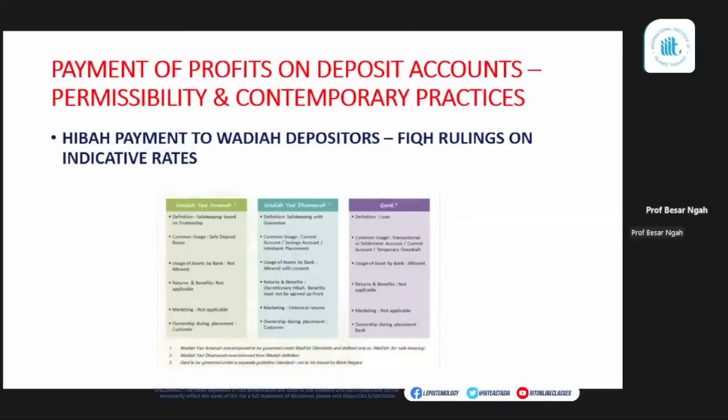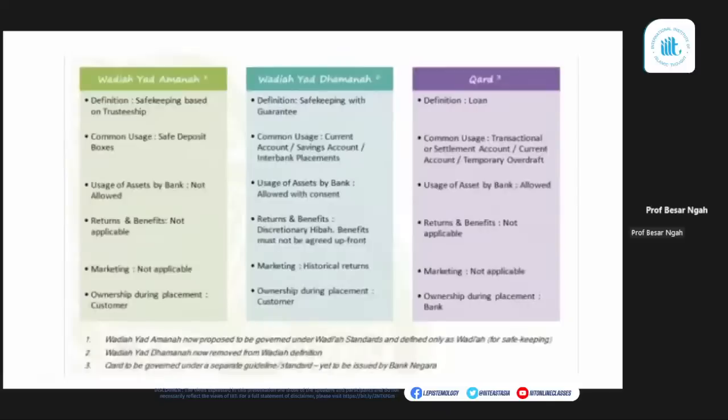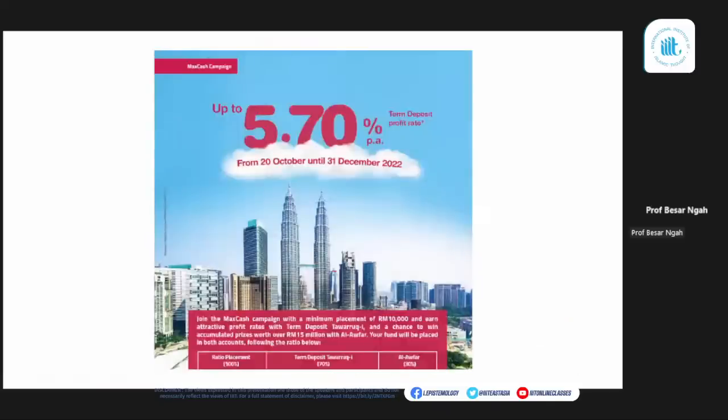Number two, you are actually publishing the rate, which is what I am going to share with you now. Example, deposit for tawarruk investment, 5.7%. This is actually a promise. So a promise can tantamount to riba. A promise of certain return to the deposit money, investment money, a predetermined rate, tantamount to riba. You look at here. Term deposit, 5.7% from 20th October to 31st December.